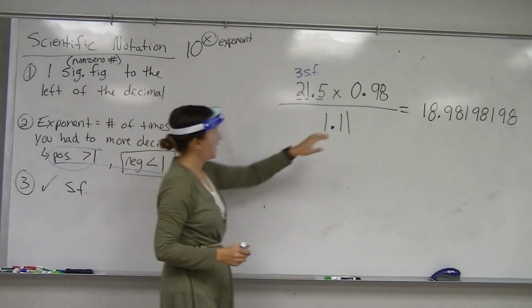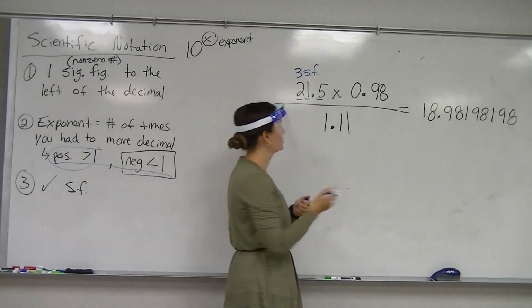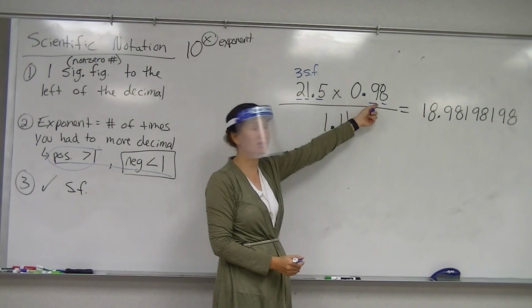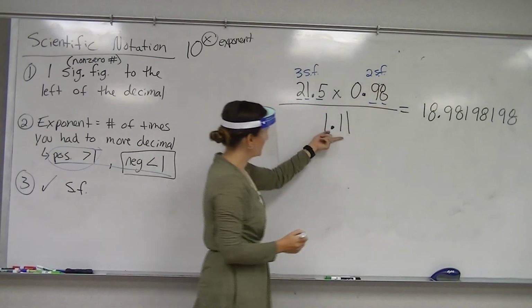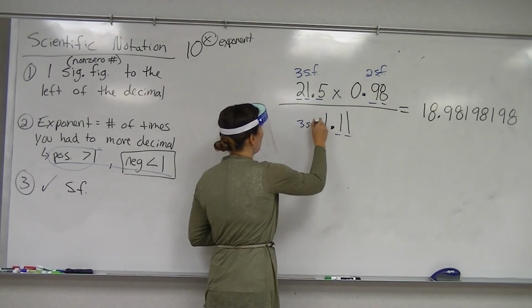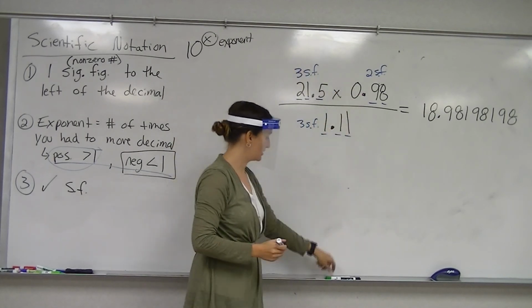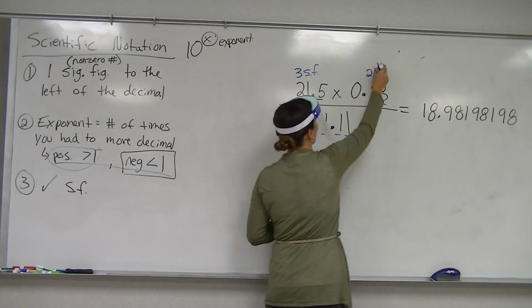Okay. How about 0.98? How many? 2. This 0 doesn't count, right? We can't start counting until we get to the first non-zero number. So it's just 2. And then down here, 3 again. So we look and pick the smallest. So what number is smaller out of all these? 2, right? 2 significant figures. 2 is smaller than 3.